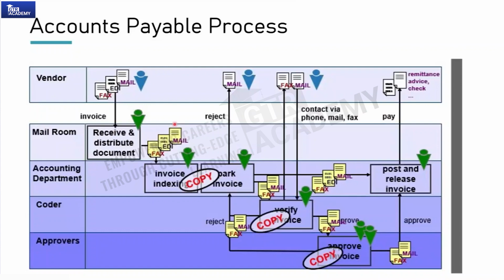The mailroom job will be reduced, and the invoice will go to accounting document or invoice indexing. Or it may take some time to reach the accounting department itself, because it has to go to the purchasing team first. The purchasing team has to review and verify the data, and forward it to the accounting department.